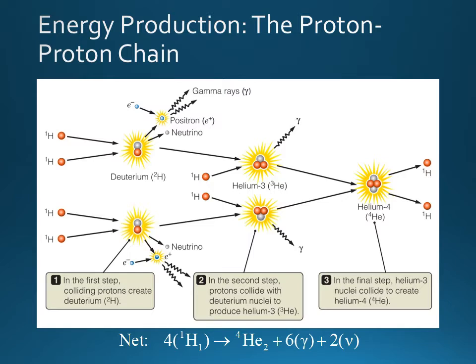Step 3: 2 helium-3 nuclei fuse to form a helium-4 nucleus and 2 unbound protons. Helium-4 is a nucleus of 2 protons and 2 neutrons.